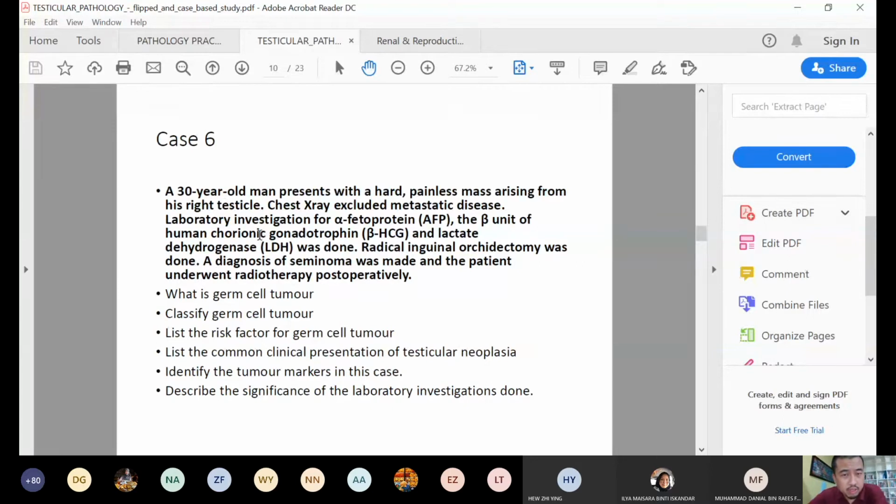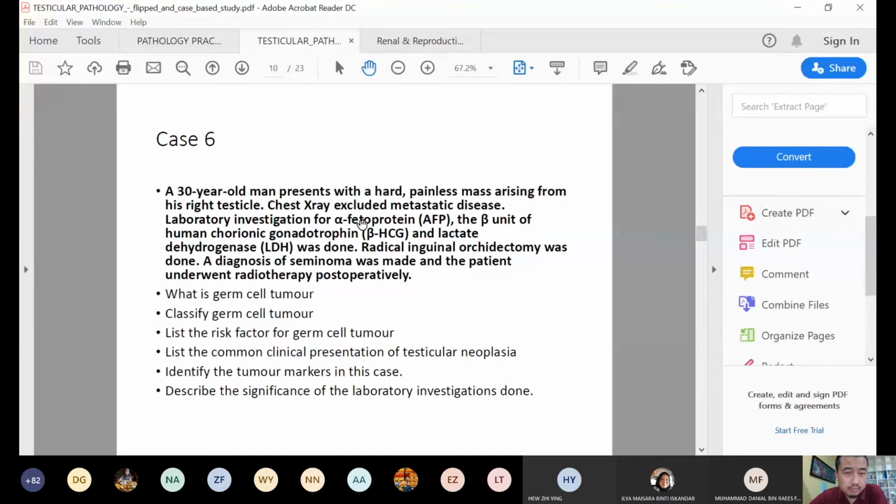A 30-year-old man presents with a hard painless mass arising from the right testis, and lab investigation for alpha fetoprotein, beta HCG, and LDH was done. Radical inguinal orchidectomy was done. A diagnosis of seminoma was made, and the patient underwent radiotherapy post-operatively. So this patient has had seminoma.